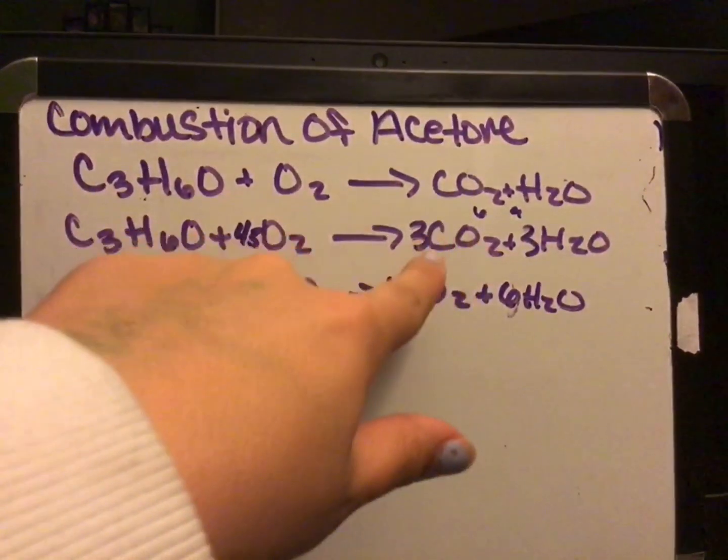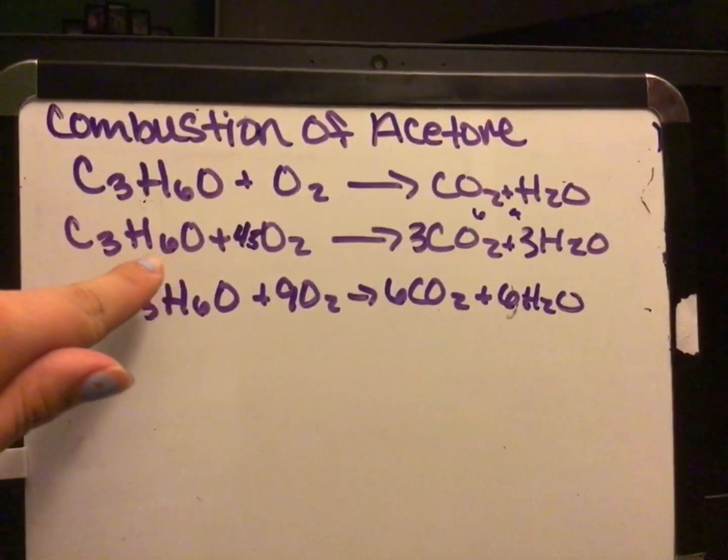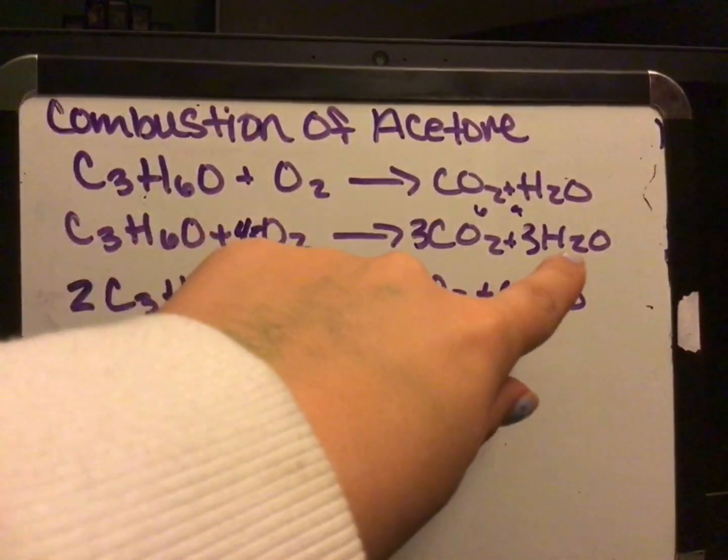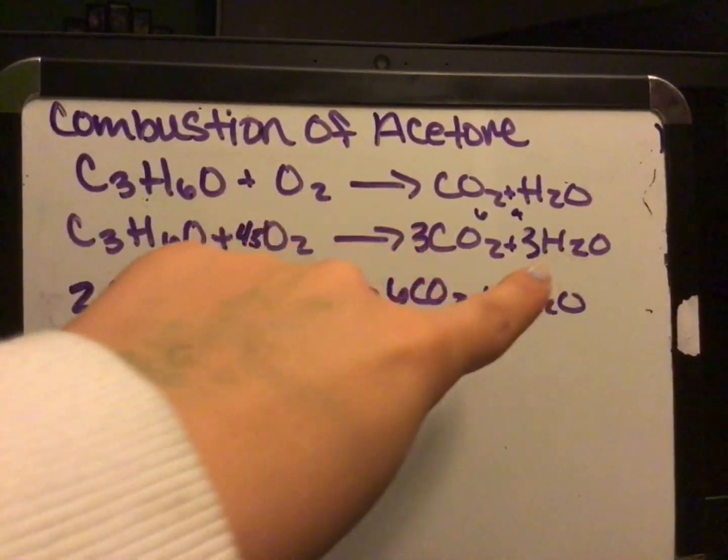In order to balance it, I decided to start off with carbon, and we have 3 of those, so I put 3 carbon over here. And then I went over to hydrogen, and we have 6 of those. So we have H2 over here, so I put a 3 in front of it to make that 6 hydrogens.